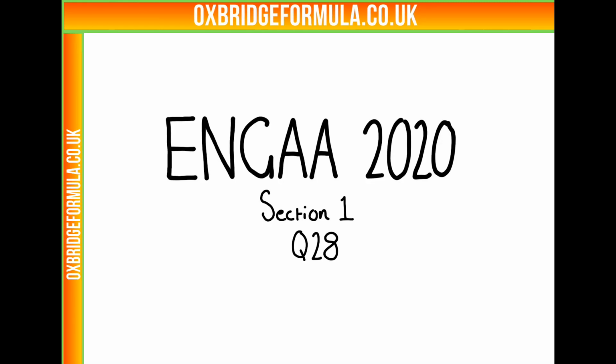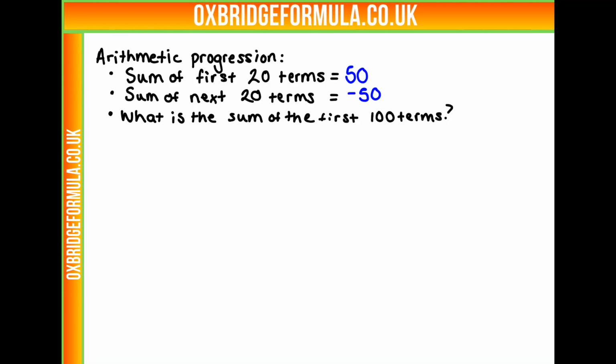In this video, we're looking at the ENGAA 2020 paper, section 1, question 28. So, we have an arithmetic progression, and the sum of the first 20 terms is 50, and the sum of the next 20 terms after that is minus 50. And we're asked to work out what is the sum of the first 100 terms.